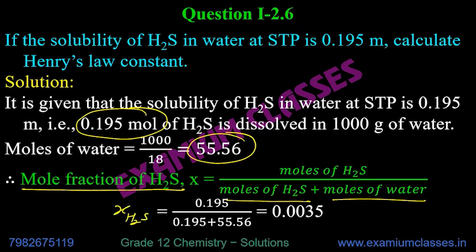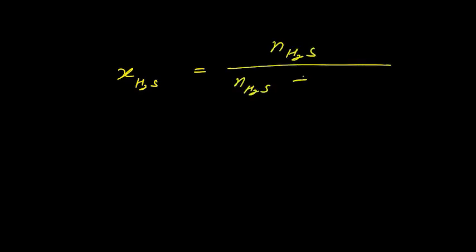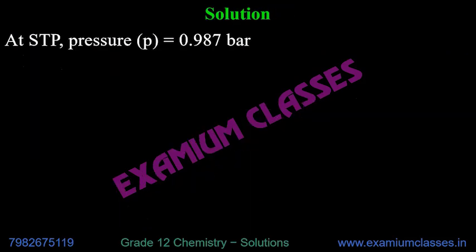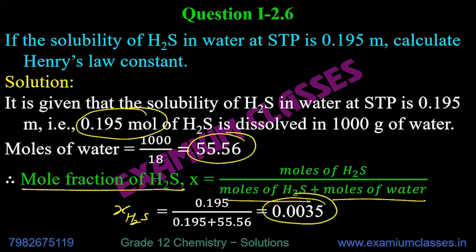In examination, if you want to save time, you can write it like mole fraction of H2S equals number of moles of H2S divided by number of moles of H2S plus number of moles of water. This is acceptable. This is the generic, universal formula you can use. So substituting the values, you get the mole fraction of H2S. Mole fraction of water, you can get as 1 minus this one. But I think that is not required because you are asked to calculate Henry's law constant.